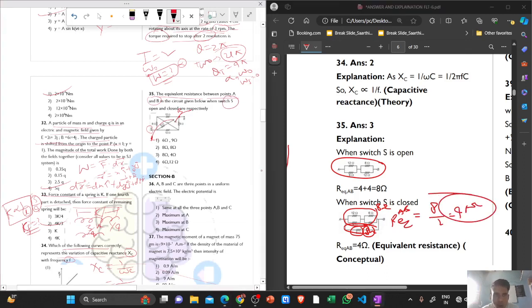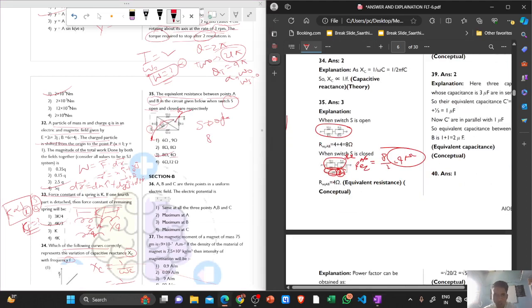So they are asking about when the switch is open and closed. When the switch is open, there will be no concept of the extra 8 ohm here, so it will be simply 8 ohm. When the switch is closed, it's 4 ohm. So the third option will be the correct answer. Now moving to the next question.